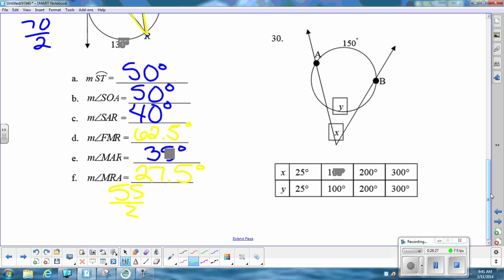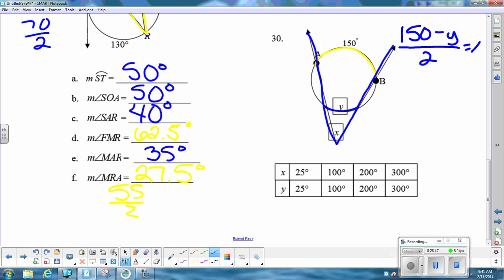30, we again have the 150 degree arc. Excuse me, I keep saying angle. X is this angle right here. Vertex is outside the circle. So we know we're going to be doing the big one minus the little one. The little one is y. Divide that by 2 and it equals x. I'm going to simplify that a little bit. And then it's going to be more of a figure out which answers work. I'm going to multiply by 2. So I know that 150 minus y is going to need to be 2x.